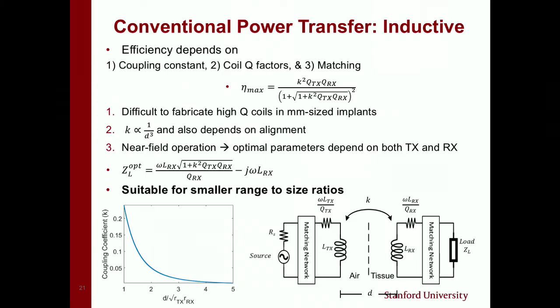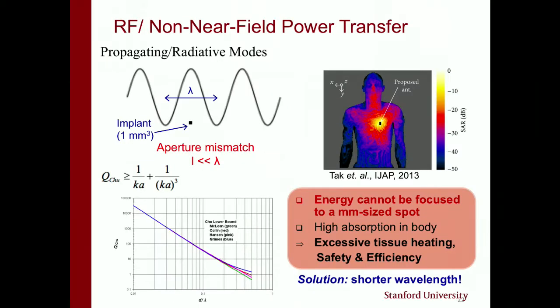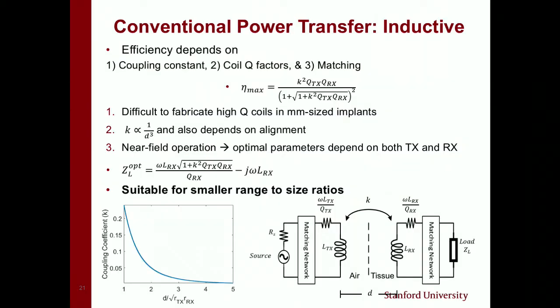But the problem with inductive power transfer, as you see here, is that as your range to size ratio goes up, as you try to go deeper in and the devices get smaller, it gets less and less efficient to transfer power. In other words, there's a very sharp drop in the coupling coefficient as you try to go deeper or you try to make the implant smaller. So it's not very efficient for the kind of applications we're interested in.